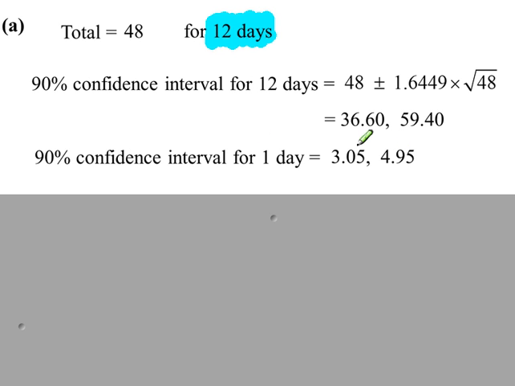So there's a 90% chance the value of lambda, the population mean, lies between 3.05 and 4.95. There's a 10% chance the population mean lambda lies outside this interval.